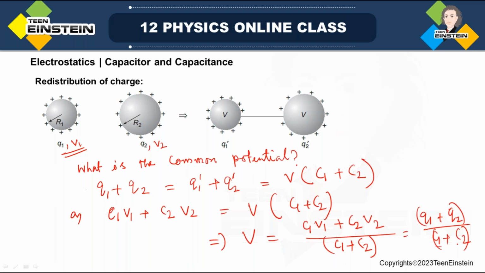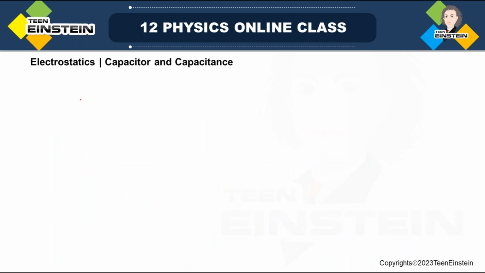Now how do you find out? Sometimes this Q1, Q2 will be given. You will first be asked to find out the common potential, so V1 and V2 also will be given initially. Then you might be asked to find out what is the charge now on this and this. So Q1 prime. How to find out Q1 prime?